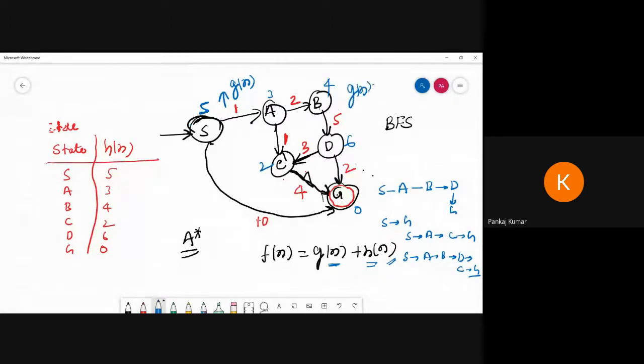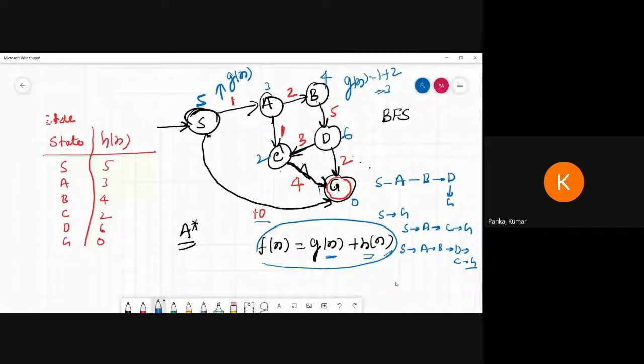From S to B, how much is g? g equals 1 plus 2, that means 3. From S to D, 1 plus 2 plus 5. Then S to G, 1 plus 2 plus 5 plus 2. Suppose I follow S to G, so 10. On that basis we can calculate this function. And what about the f function? f is the estimated cost of the cheapest solution. That means our solution will be stored in the f function.